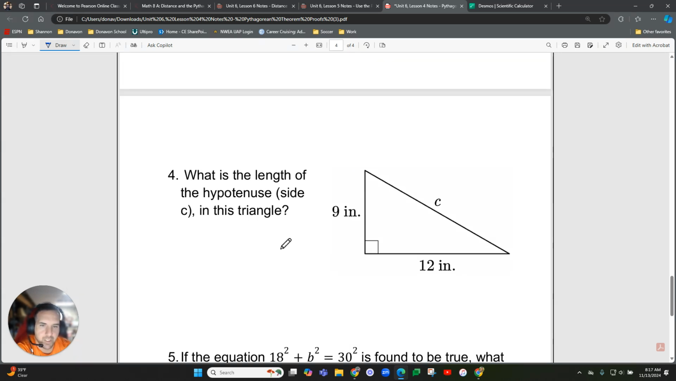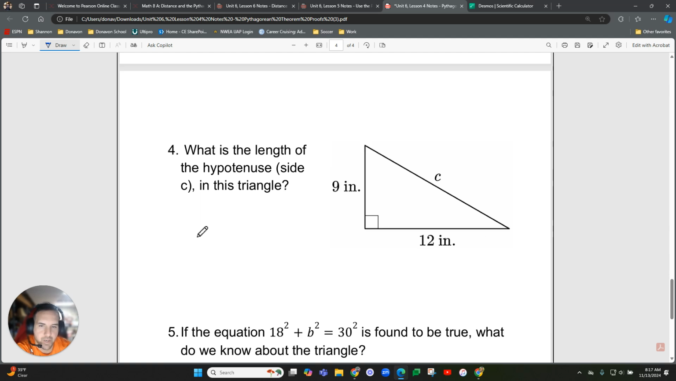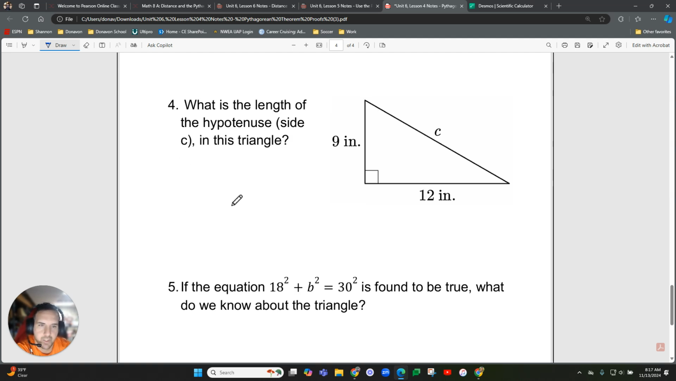All right, what is the length of the hypotenuse in this triangle? Now we can use the Pythagorean theorem to figure that out. We know the legs. This one has to be the hypotenuse because it's the side opposite the right angle. So we'll plug in. Again, it doesn't matter which one's a and which one's b. So we're going to do 9 squared plus 12 squared equals c squared, because we don't know what c is yet. That's what we're trying to figure out in this one.